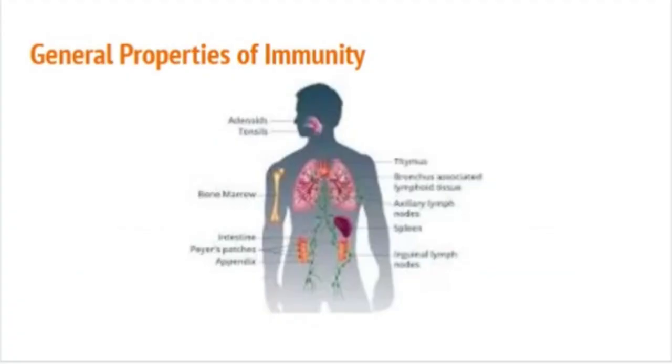General properties of immunity. Immunity means to protect against disease, which usually means responding to and fighting against foreign substances. These substances, usually microbes, can either be infectious or non-infectious. The immune system is the collection of molecules, cells, and organs that work together to provide the body with immunity and protect it from foreign invaders.